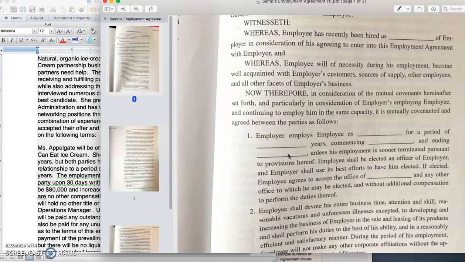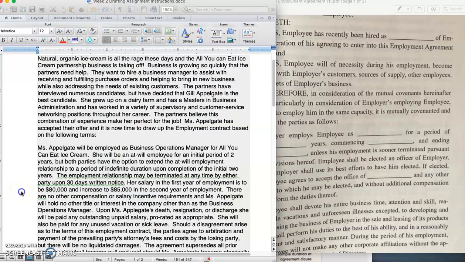You can do that. Unless you would write her, not his, employment is sooner terminated pursuant to the provisions hereof. That just means based on anything else contained in this contract, okay? And then you want to stop there. You should not be including the rest of this information because I told you in the fact pattern that Miss Applegate was not going to have any other interest in the company, all right?